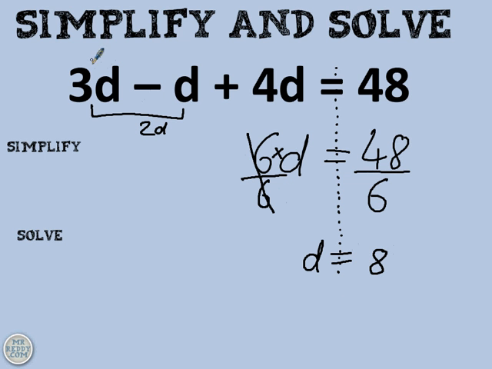3 lots of 8 would be 24. Take away 1 lot of 8, add 4 lots of 8, which is 32. 24 take away 8 is 16. 16 add 32 is 48, so it works.